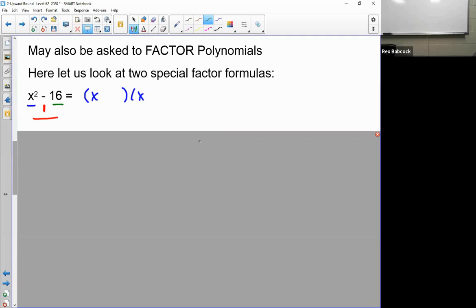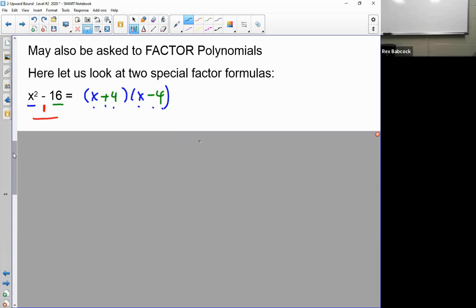The perfect square for 16 is 4. And when you have a difference of perfect squares, it's square plus square, square minus square. I'd be surprised if you're not already familiar with that. You should be, and it's always used in a variety of ways.